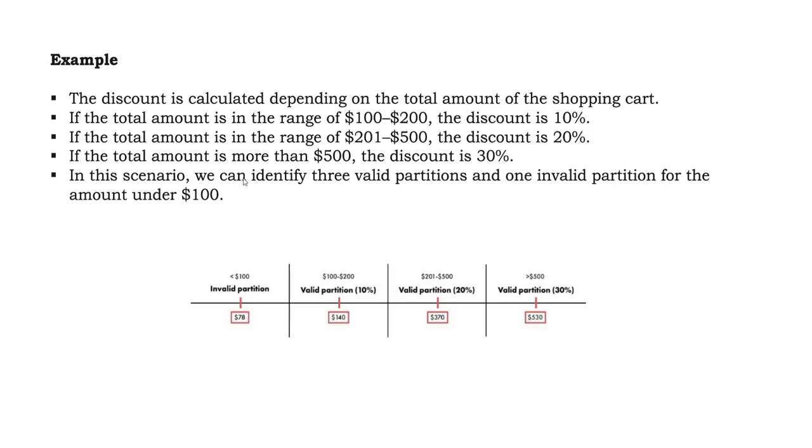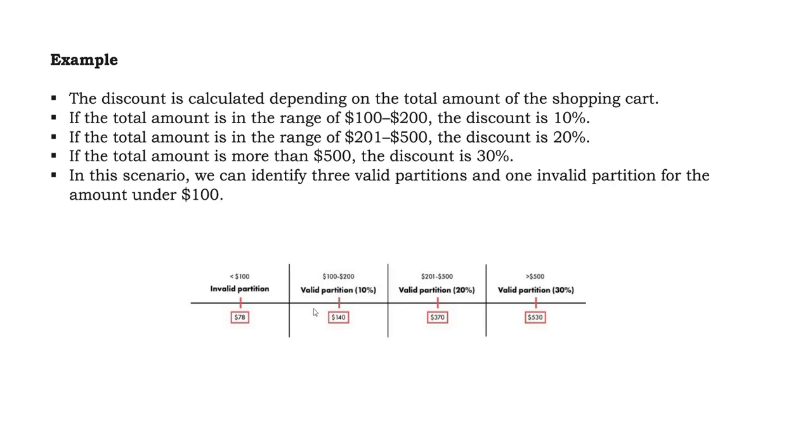Okay, so in this scenario, we can identify three valid partitions and one invalid partition for the amount under the dollar, which is $100. Okay, if it is less than $100, then the discount should not be applied. This also we have to test. And there is no maximum here. Above 500 is the only thing that they have specified. So that is the requirement. So other than less than 100, all the others become the valid partition.